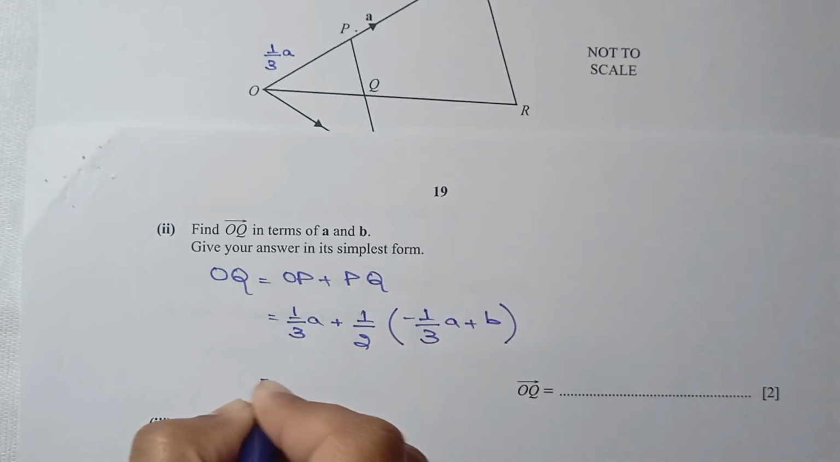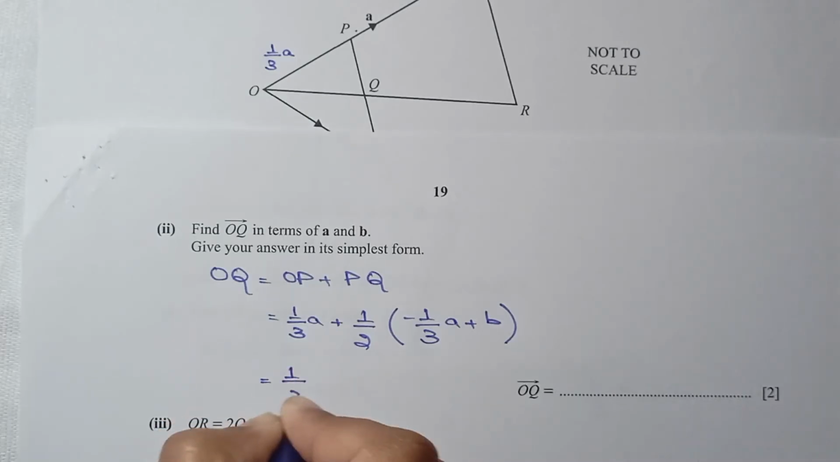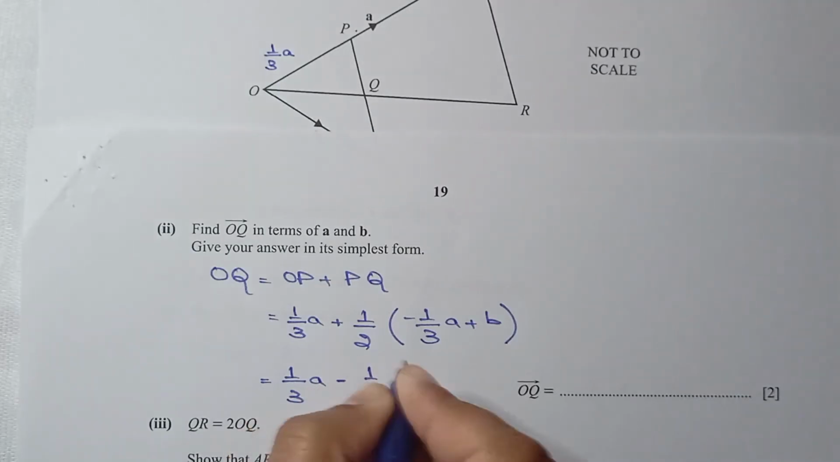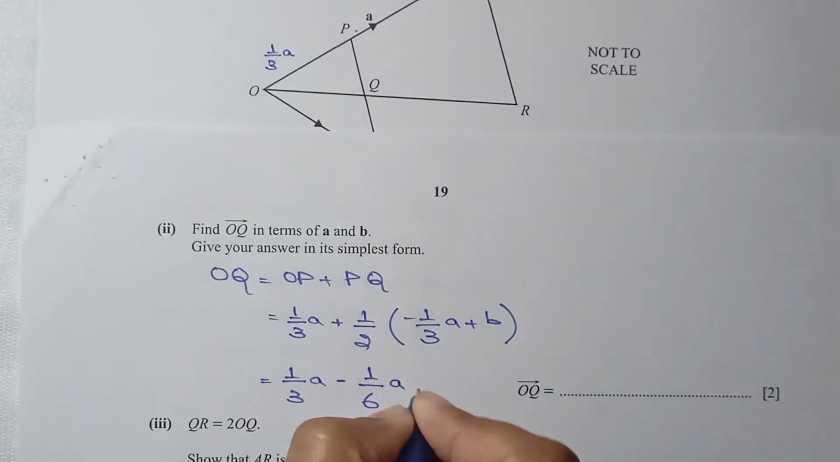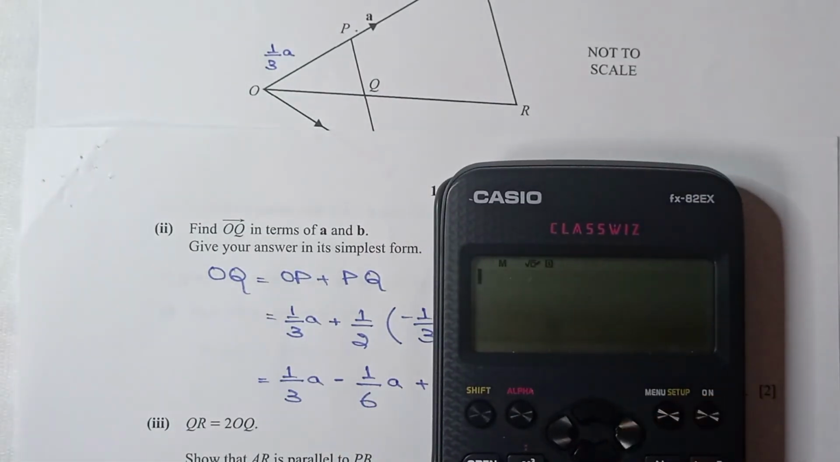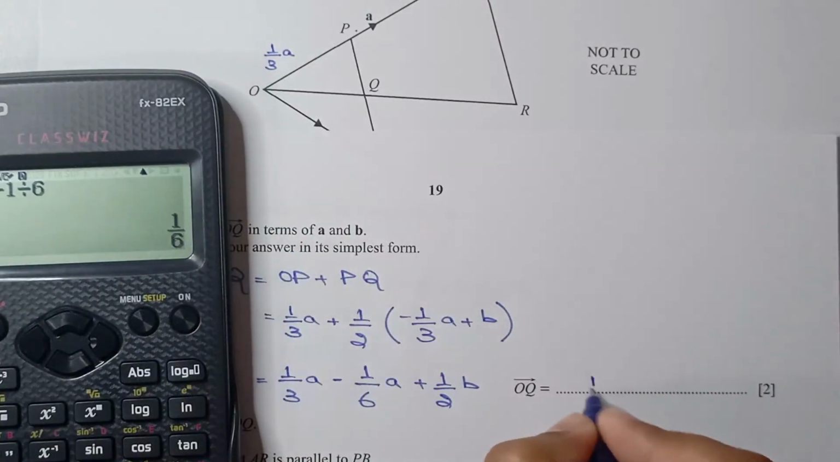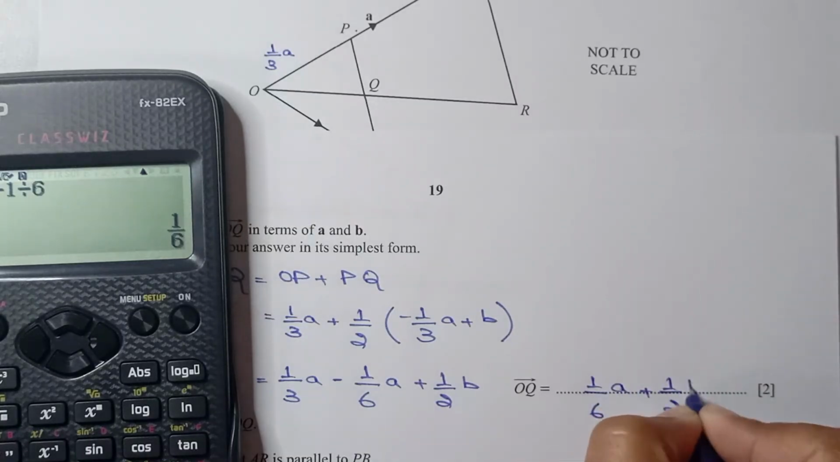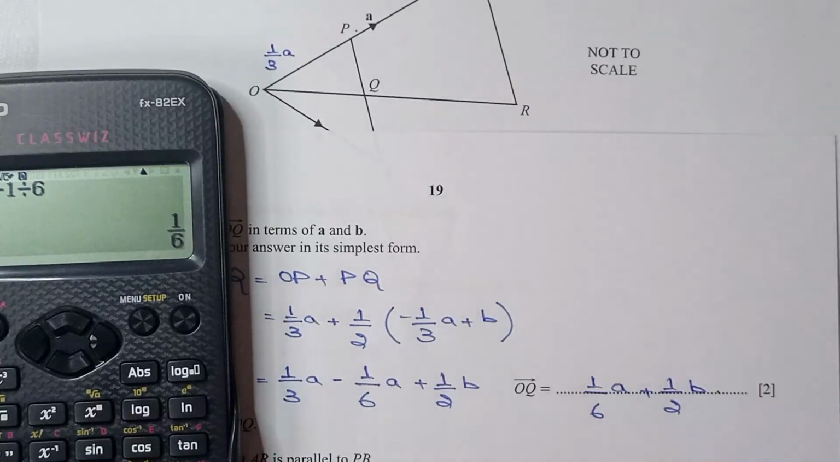So for further simplification, it is 1 by 3A and minus 1 by 2 times 3 would be 6A, and plus 1 by 2B. And this would be equal to A is 1 by 3 subtract 1 by 6, is 1 by 6A plus 1 by 2B. This is the answer for OQ.